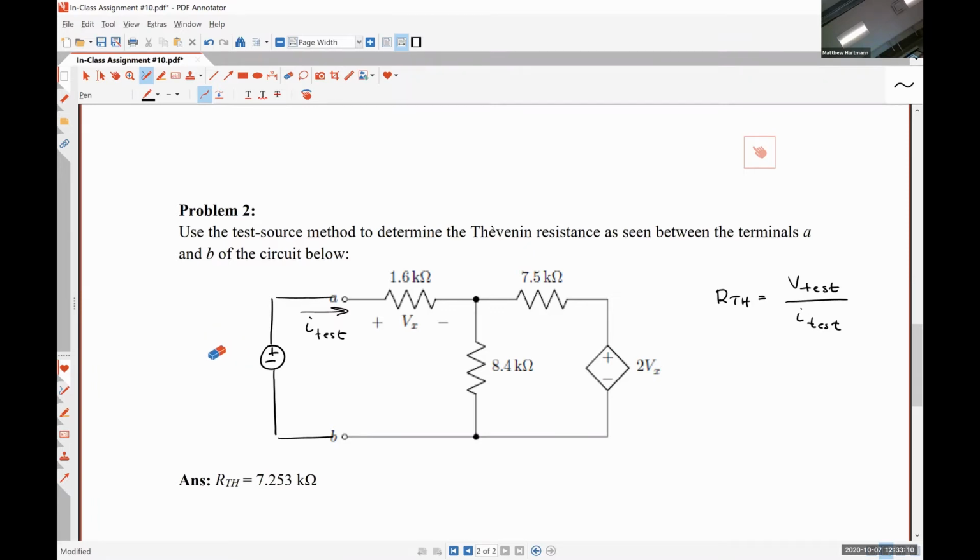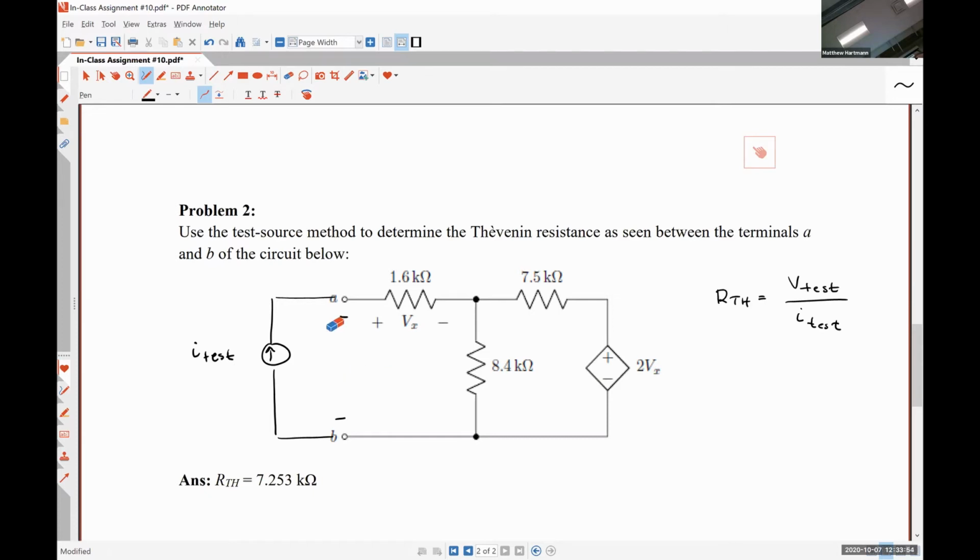Or I could change the circuit slightly and apply a test current, I test, and measure a test voltage across the network, V test, and this exact same relationship would give me my Thevenin resistance. That's just literally using Ohm's law, right? Ohm's law stated that if we know the voltage drop over a network or series or combination of components, and we know the current flowing into the network, the ratio of those two quantities is the equivalent resistance. That is exactly what we're doing right here.